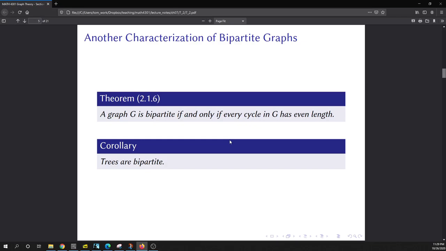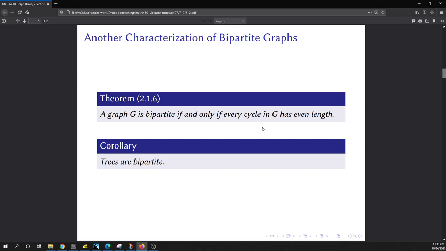Then going the other direction, if every cycle in G has even length, what you can do is define a coloring based on the distances from some fixed vertex in the graph. All of the vertices that are an odd length path away, color one color. All of the vertices that are an even length path away, you can color a different color, and that will give you a two coloring. There are lots of details that need to be verified there, but we won't do that in this video.